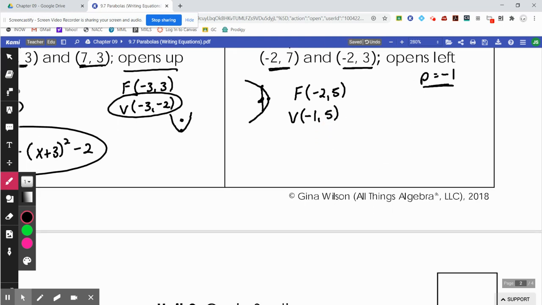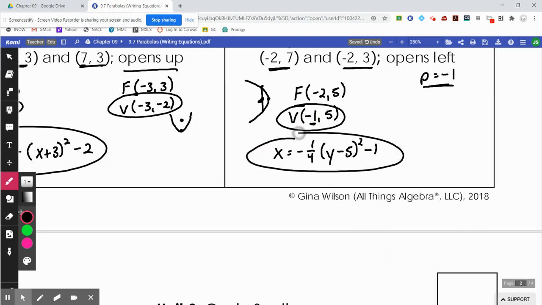So therefore, we now have our parabola. X equals, because it opens left-right, it's a horizontal. 1 over 4p would be -1 over 4. To get the y to go up 5, we're going to subtract 5 from it. To get the x to go left 1, we're going to put a -1 at the end, and there's your problem.